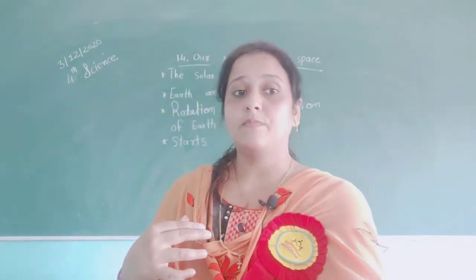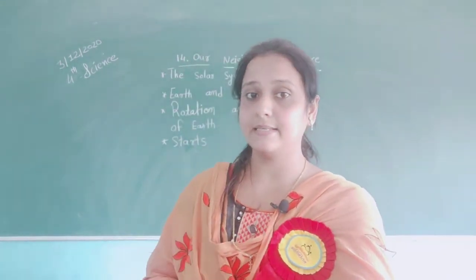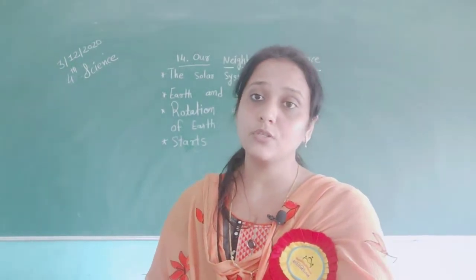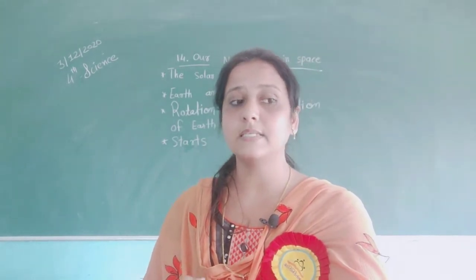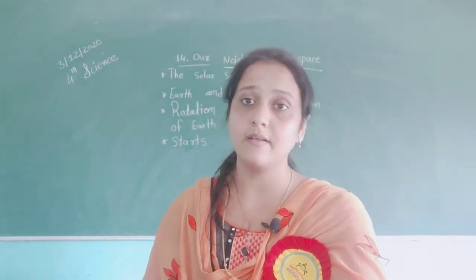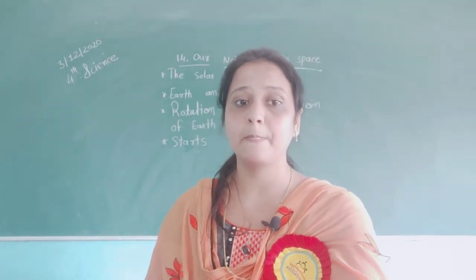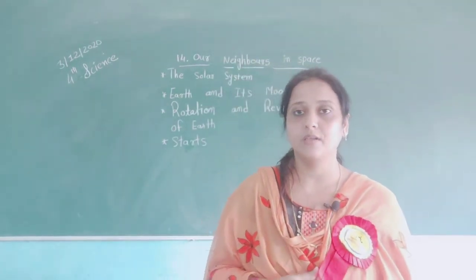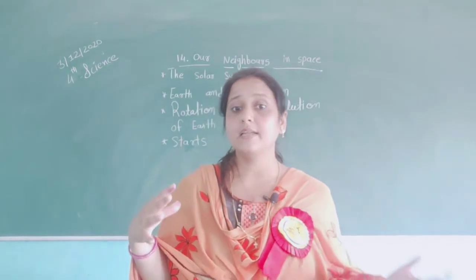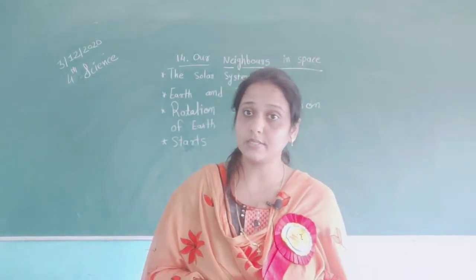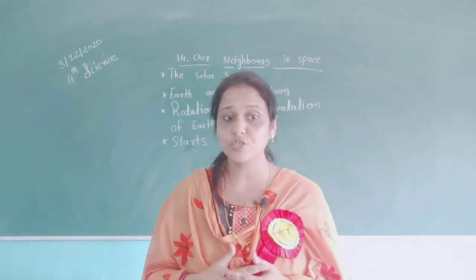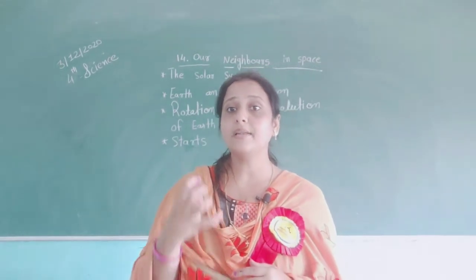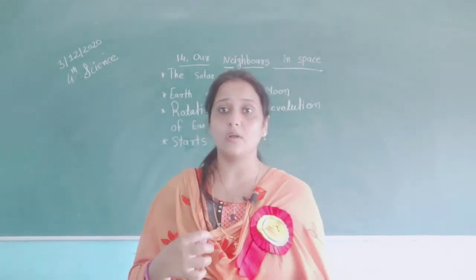Then we have Mars. Mars, also known as the red planet, is the fourth planet from the Sun in the solar system. First is Mercury, then second Venus, then third Earth, and the fourth is Mars. Then Jupiter. Jupiter is the fifth planet from the Sun, and it is the largest planet in the solar system. Mercury is the smallest planet in the solar system, and Jupiter is the largest.